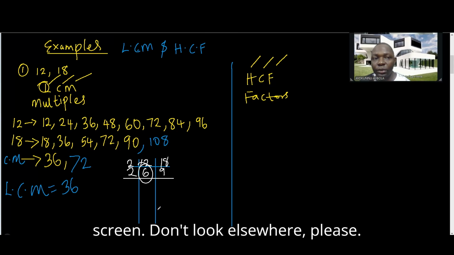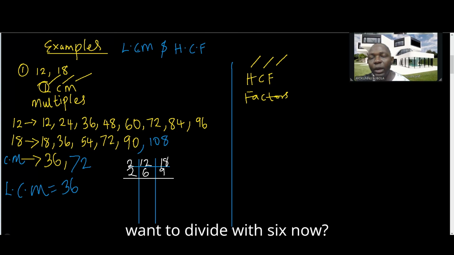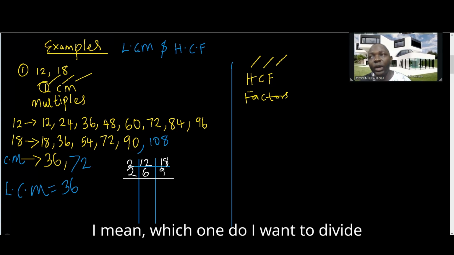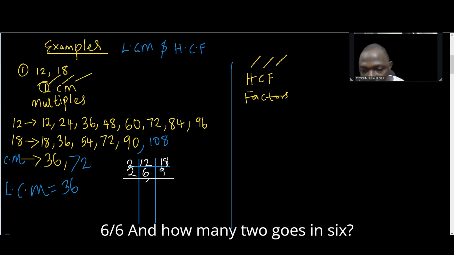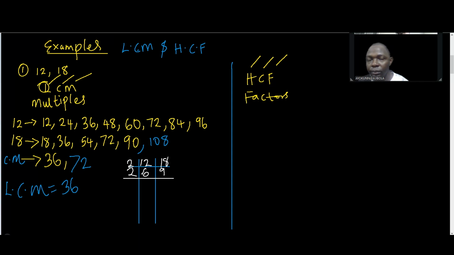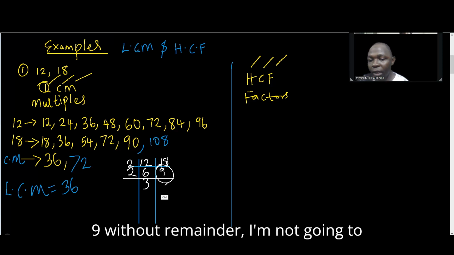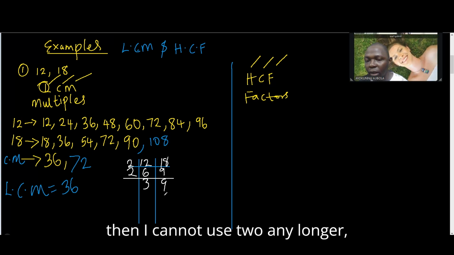Please look at the screen. Don't look elsewhere, please. Just to divide only 1. Which one do I want to divide with 2? 6. And how many 2 goes in 6? That's going to be 3. So since it cannot divide 9 without remainder, I'm not going to divide it. Then I cannot use 2 any longer, right?